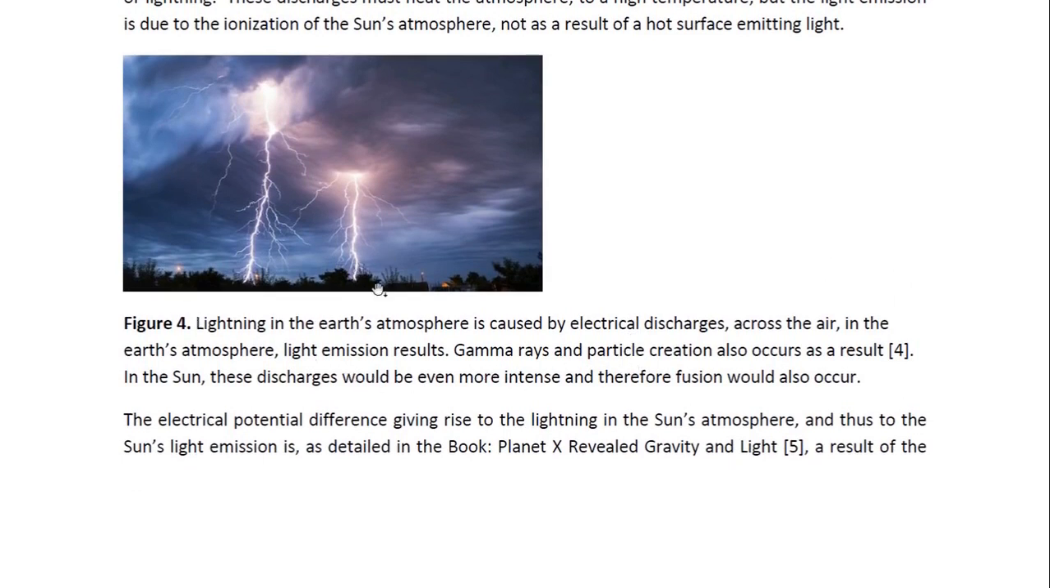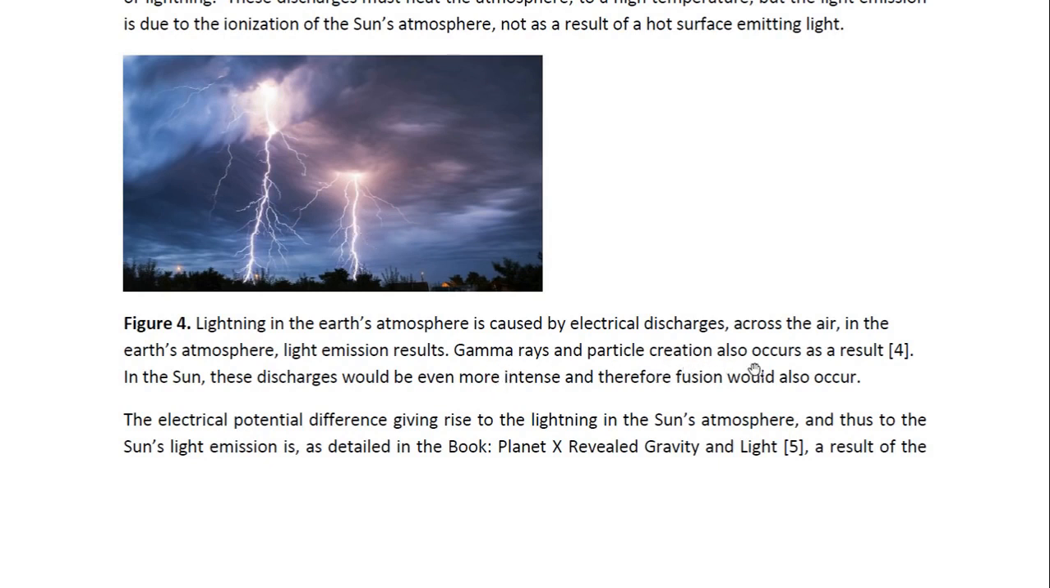So here we see lightning in the Earth's atmosphere, and this is caused by electrical discharges across the air in the Earth's atmosphere, and light emission results. And this is due to an electrical potential difference between the surface of the Earth and the ionosphere. And the same thing will occur in stars. In fact, all planets and stars have the same electric potential difference, which gives rise to ionization. It gives rise to lightning.